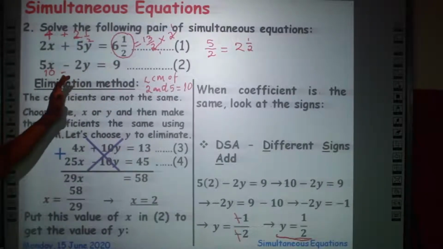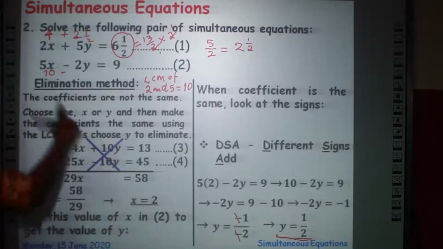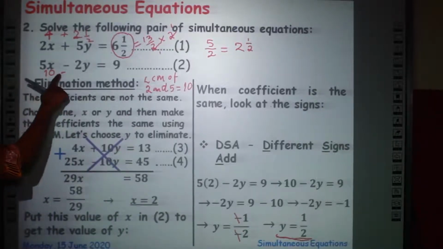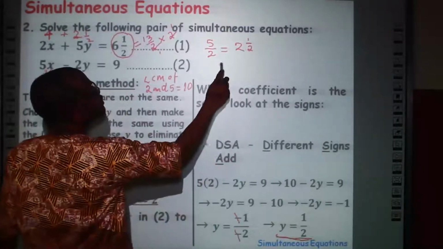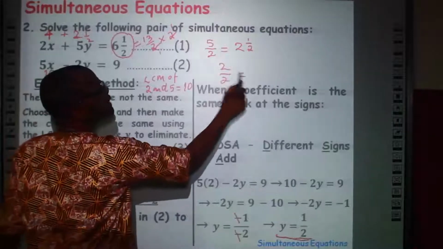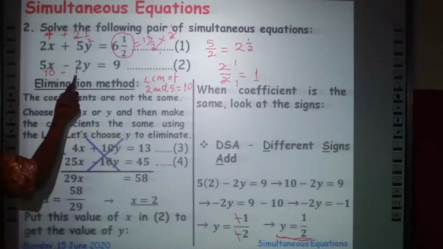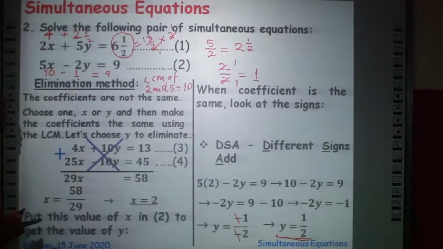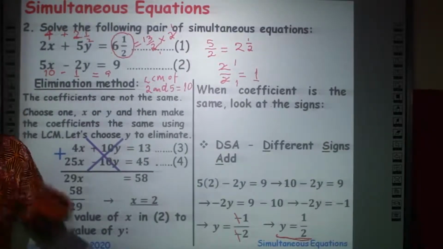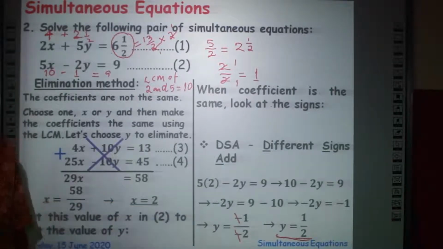Now let's just check if it's correct as well for equation 2. Again, x is 2. 5 times 2 gives you 10 minus 2y. Y is half, so 2y will be 2 over 2. And 2 over 2 clearly gives you 1. And so you have 10 minus 1. And that gives you 9. So it's also correct for equation 2. So now, without any doubt in our mind, these are the solutions to this given pair of simultaneous equations.